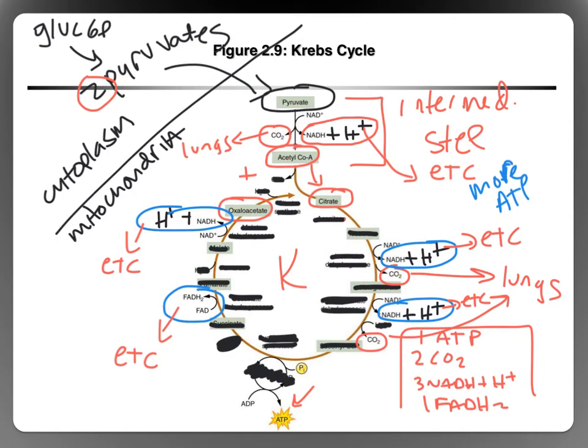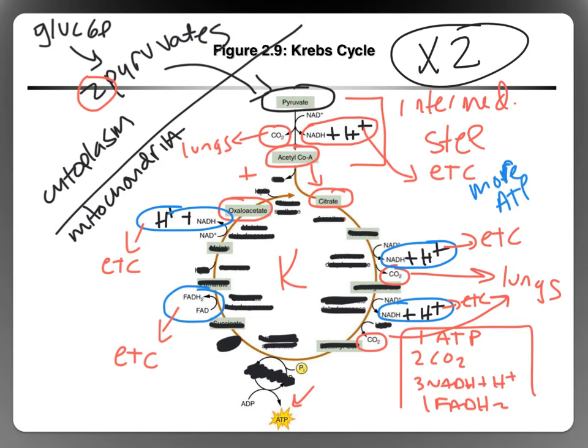Now, let's go back for a minute. I want to remind you that what we just did was trace one intermediate step and one Krebs cycle. But if we started with a glucose molecule, we ended up with 2 pyruvates, which means everything we just talked about happens twice.